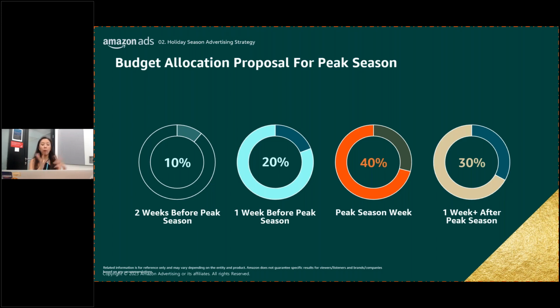But of course, the preparation phase is important beforehand because you want to drive traffic, right? You want to drive new to brand customers, get them to consider your brand, get them to see your brand in the first place before they make the purchase. So 30%, 3 weeks before your peak season. And then after that, your remaining budget, continue advertising for 1 week plus after your peak season as well. So that's our budget allocation proposal. Of course, adjust accordingly to each of your businesses. But if you're a new seller, this will be our guideline for peak season this year.